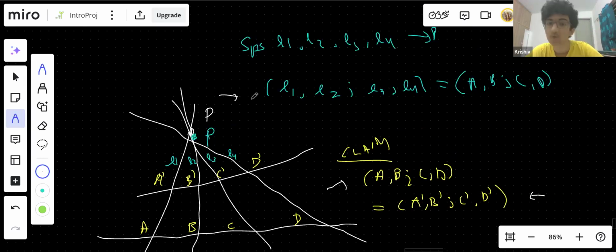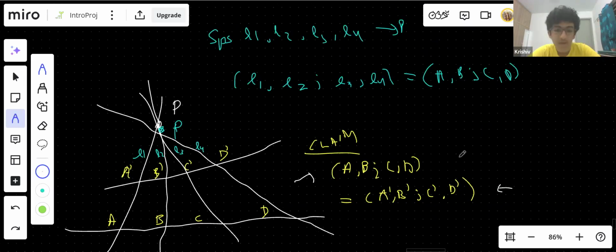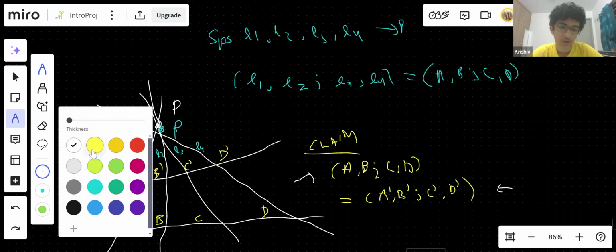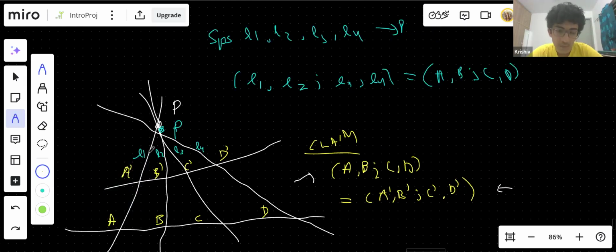So L1, L2, L3, L4, we define this to be A, B, C, D for any A, B, C, D. But now you'll be like, oh, every time I want to take the cross ratio of four lines, I'll have to introduce some other line, and then take the cross ratio of the points intersecting it. So you'll be like, okay, that's very sad. I don't actually want to do that. So you realize that the inherent property of these four lines is the angles between them, right?